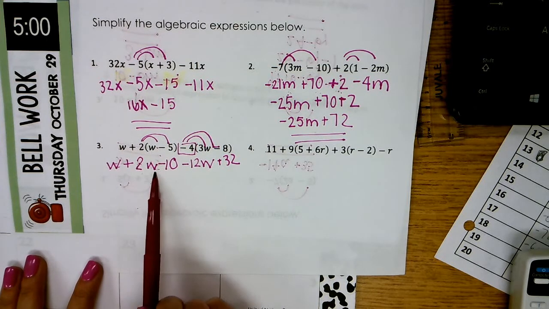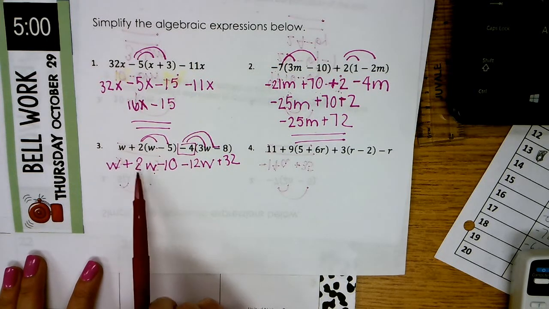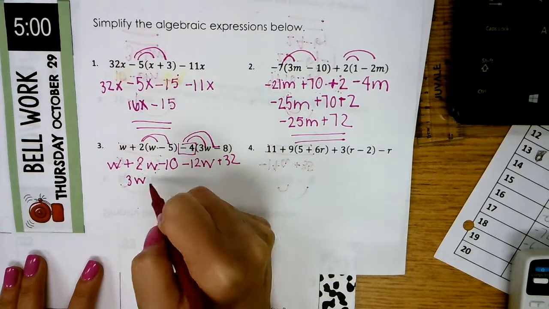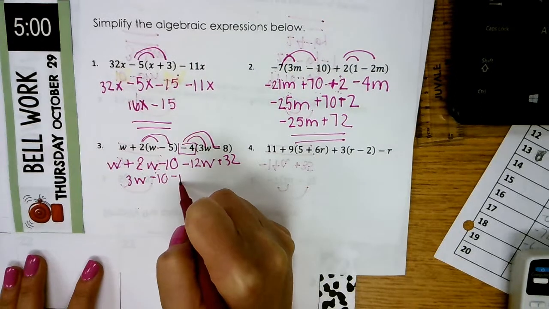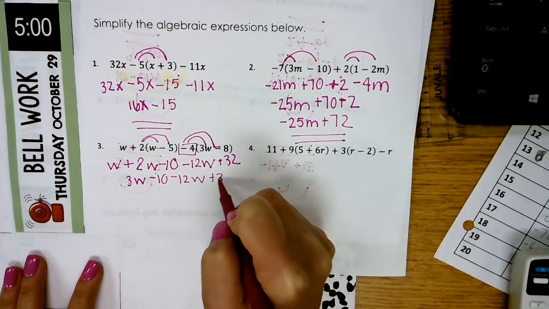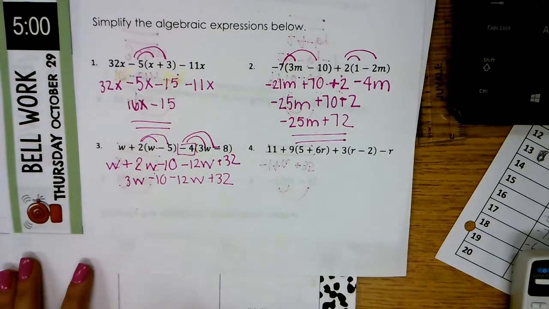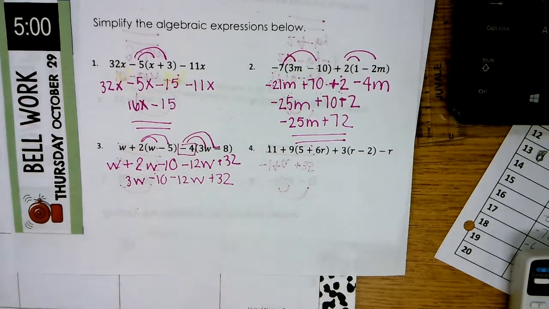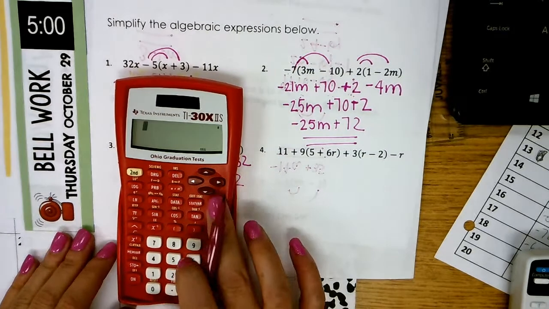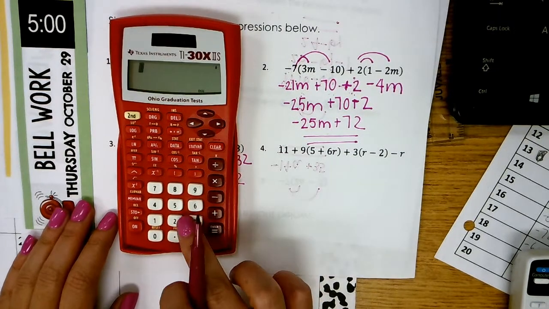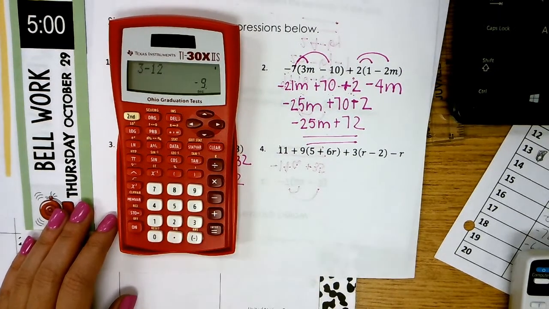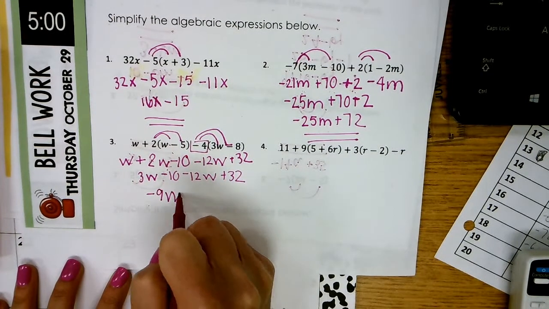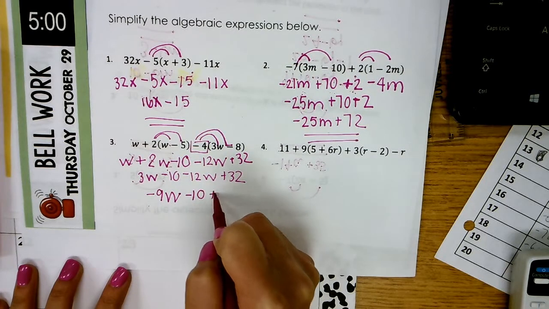W plus 2w, that will give us 3w. So here we have 3w minus 10 minus 12w plus 32. Now look, we have more like terms that we can combine. We can do 3w minus 12w. So again, you can use your calculator. 3 minus 12, negative 9. So we have negative 9w minus 10 plus 32.